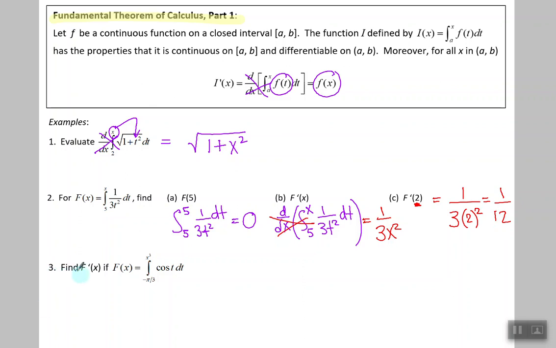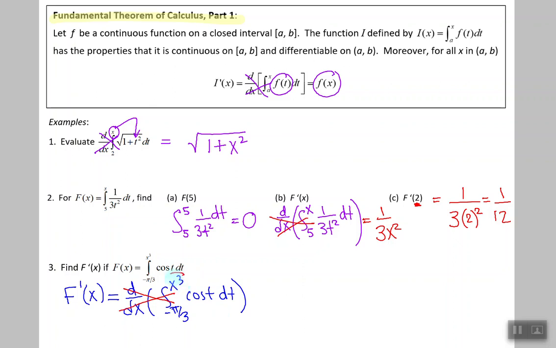Number 3, find capital F prime of x if capital F of x equals the integral from negative pi over 3 to x cubed of cosine t dt. So capital F prime of x equals the derivative with respect to x of the integral negative pi over 3 to x cubed of cosine t dt. Now again, we're taking the derivative of an antiderivative. These are inverse processes and therefore cancel out.